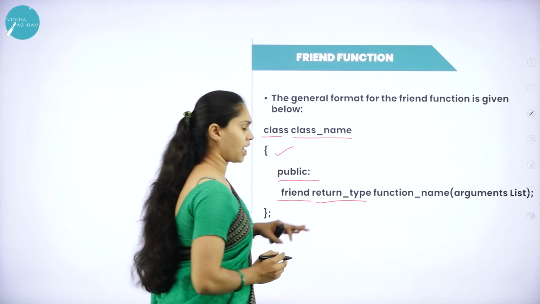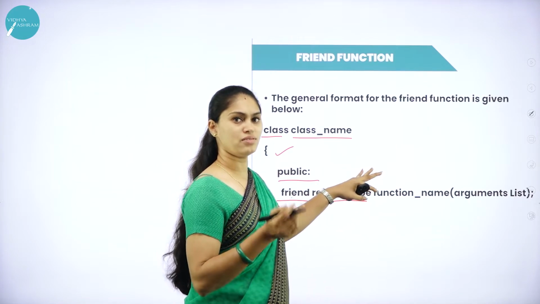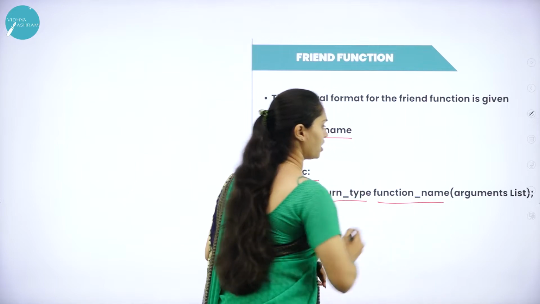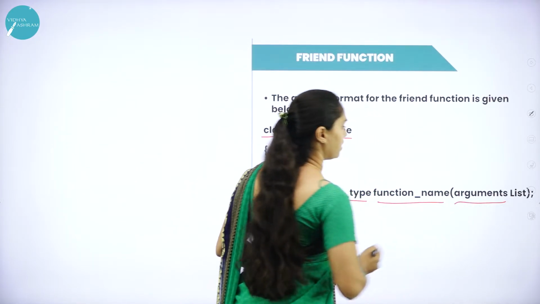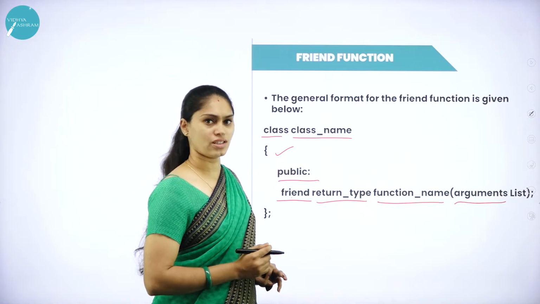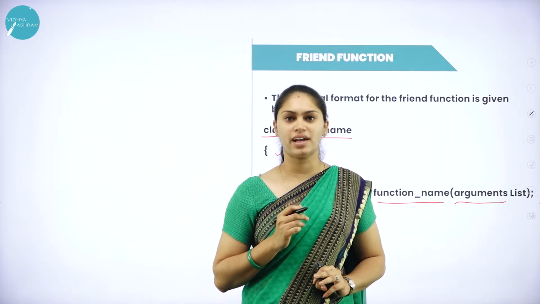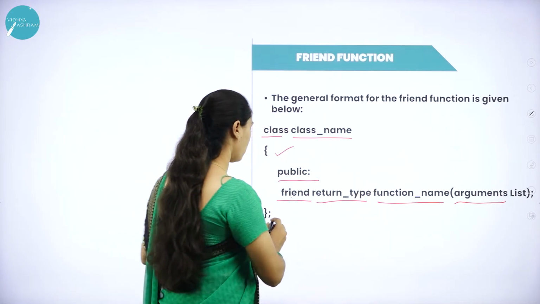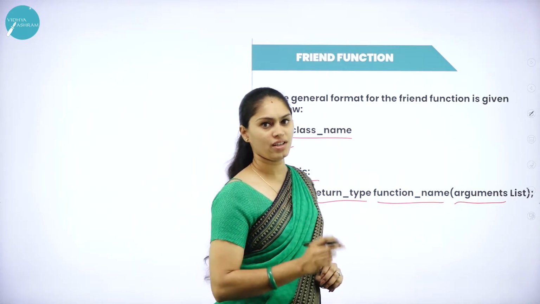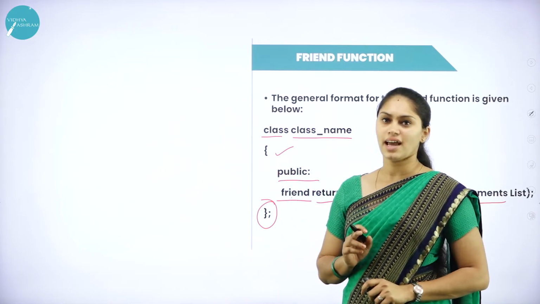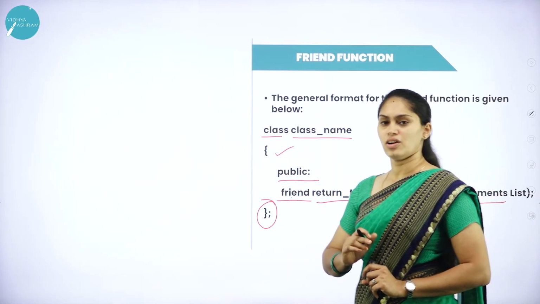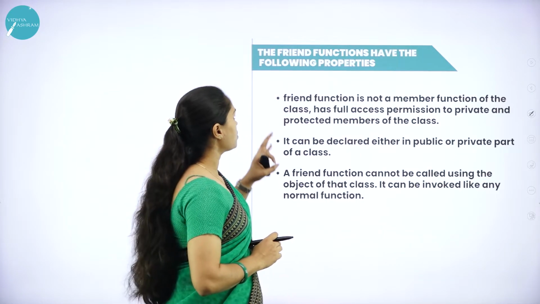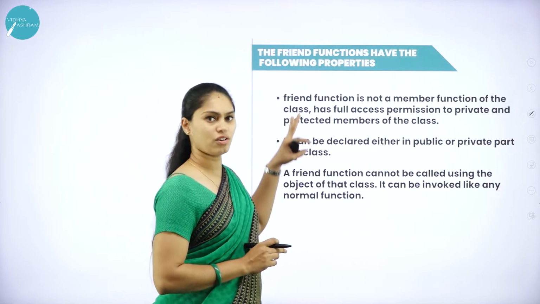Then I have a return type. Otherwise it is like a normal function declaration. So return type is nothing but the data type, and then the function name. After that I have an argument list. If there are any arguments to be sent to the friend function, that must be specified in that argument list. That is a variable which I am going to send to the function. After that I am going to close the scope of the class. Okay, it is the general syntax in order to declare the friend function in a class.